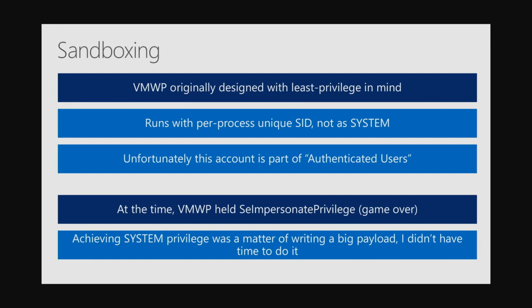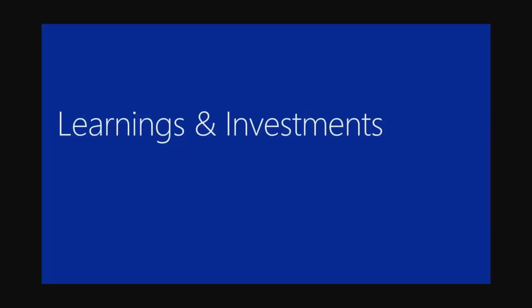And having SE impersonate privilege effectively means that you can automatically elevate to system. So achieving system privilege was a matter of writing a big ROP payload, and I didn't really want to do that, so I didn't. But that's how you would do it if you wanted to.